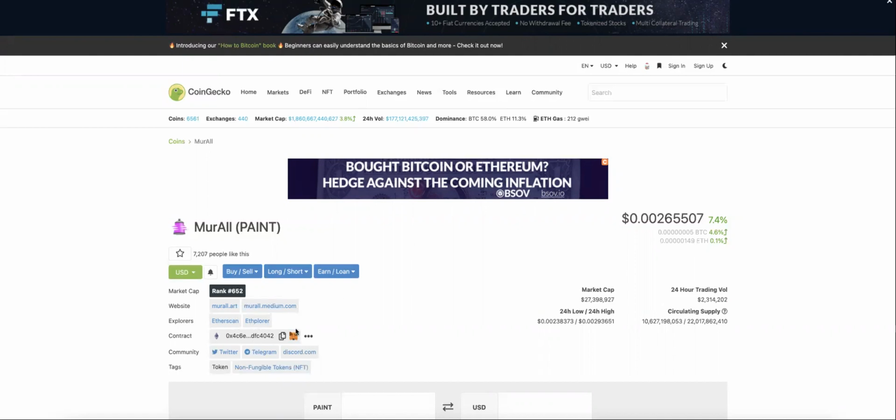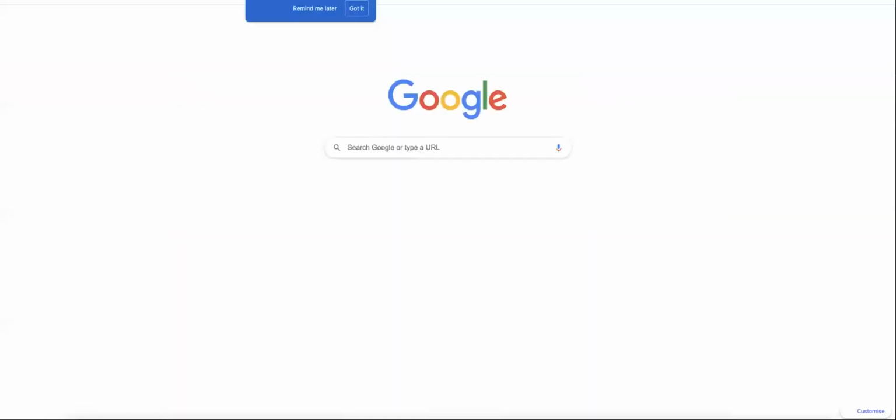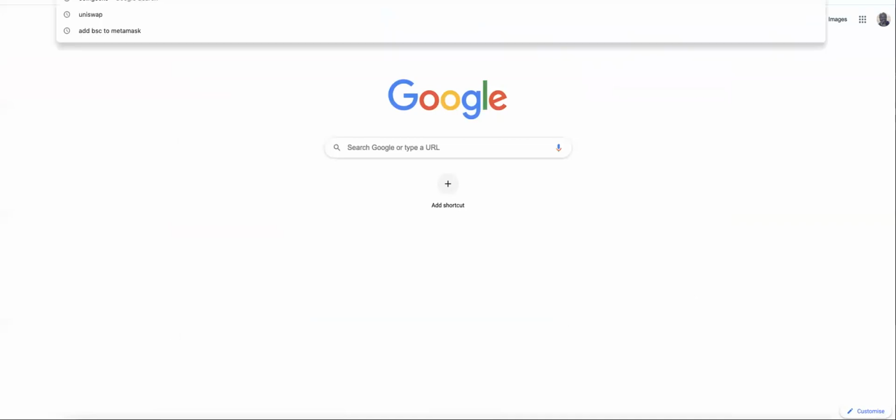So for these new coins, you won't find them on TradingView or even Coinigi or the other charting platforms. So what you do, you copy this contract address, copy that, and you go to a website called GoSwap.com. GoSwap.